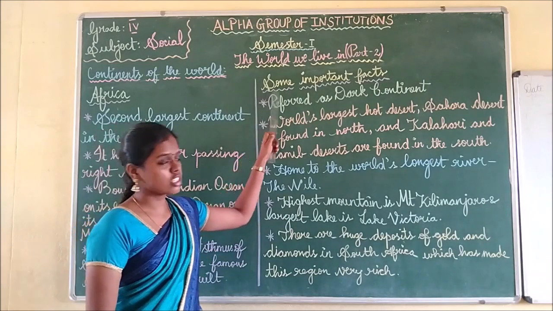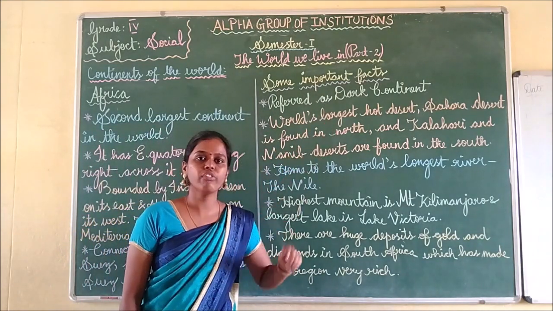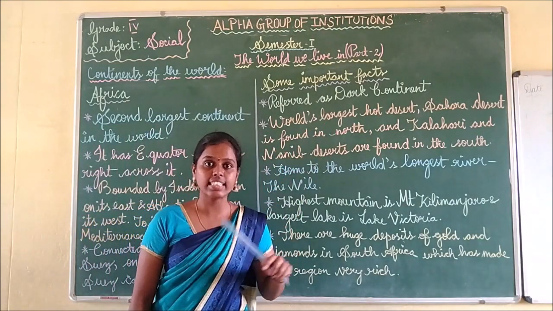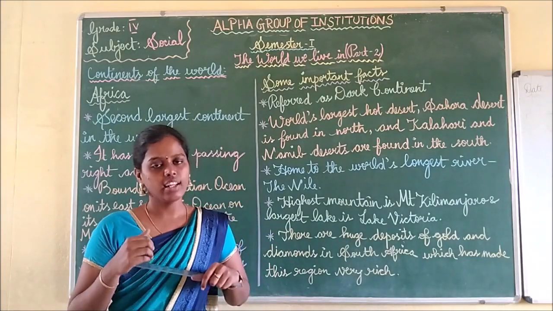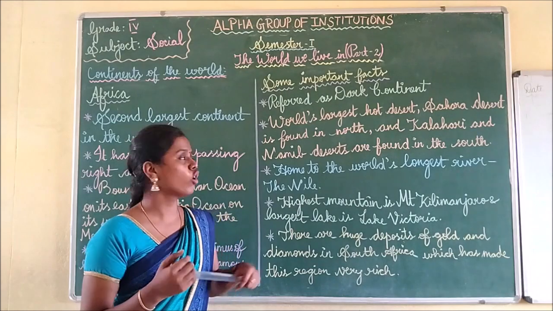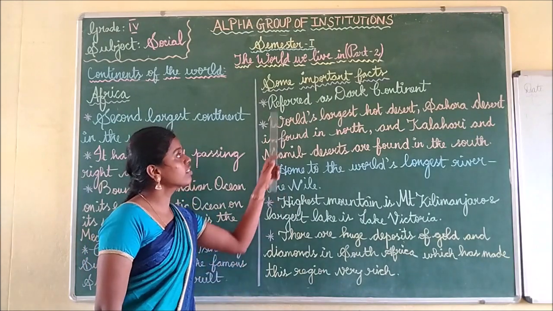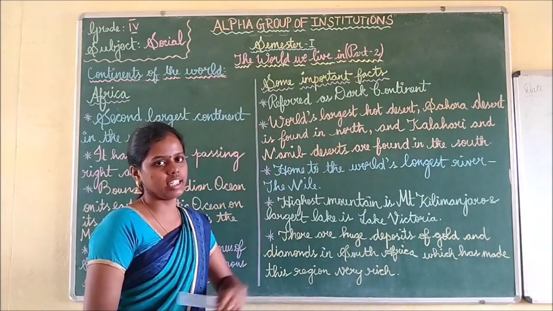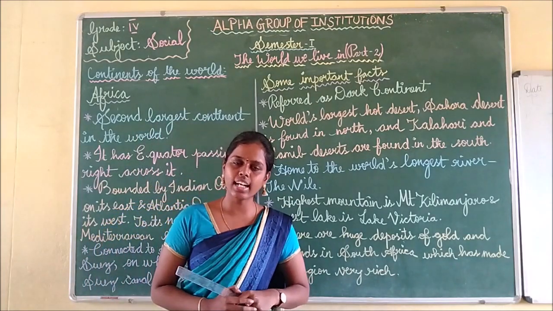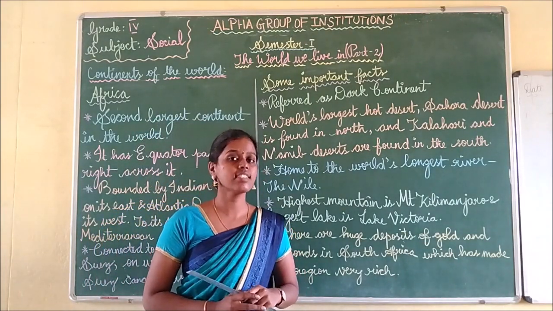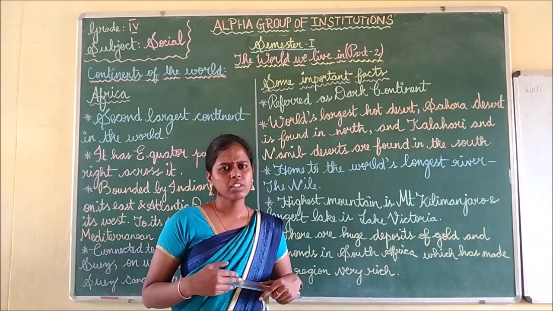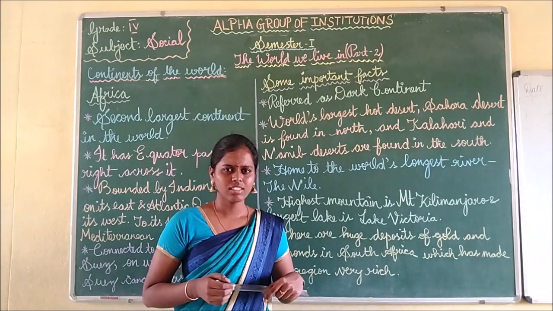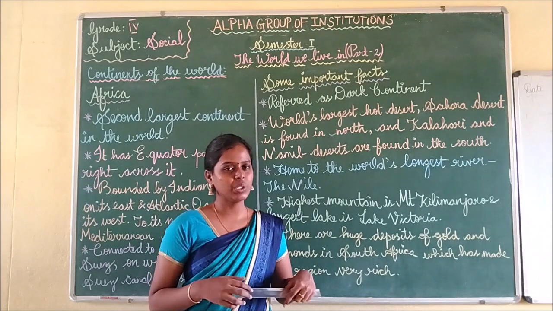Okay. Now we will see some of the important facts of Africa. We saw the interesting and very important facts of Asia now. Like that we are going to see for Africa also. So it is referred to as the dark continent. How is Africa referred to? It is referred to as the dark continent. Why is it referred to as the dark continent? There is no sun there. You think like that? No.